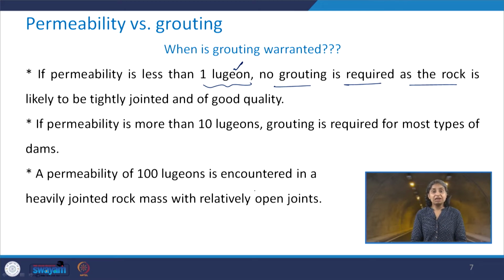If permeability is more than 10 Lugeons, then grouting is required for most types of dams. In case a permeability of 100 Lugeons is encountered in a heavily jointed rock mass with relatively open joints, there one needs to go for grouting.